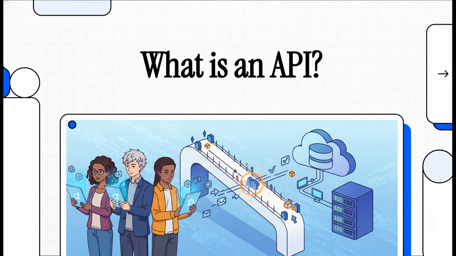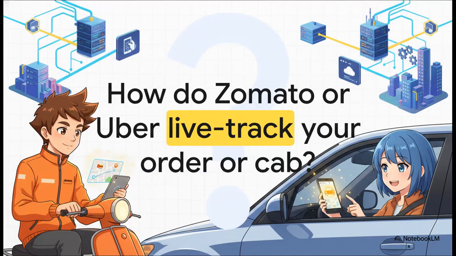Today, we're going to tackle a word you see everywhere online, API. What is it, really? Let's break it down, simple as that. You know when you've ordered food on Zomato or you're waiting for an Uber and you see that little car icon moving on the map? Yeah, that live tracking. Ever just stopped and thought, wait a minute, how on earth does that actually work? It's pretty much magic, right?